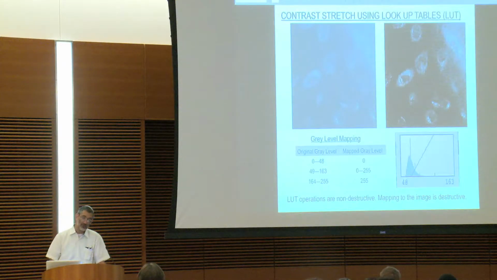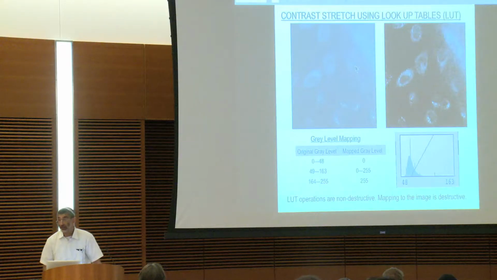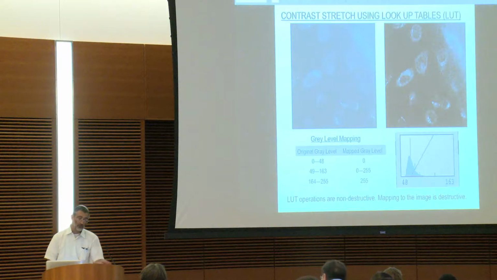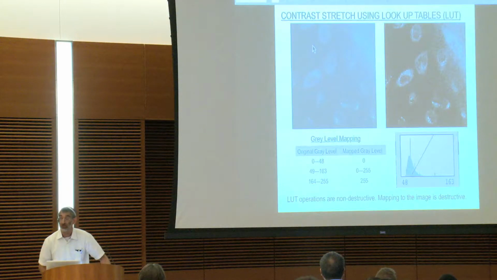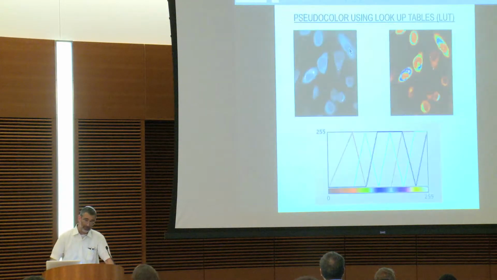Now you can see that the image on the right is more contrasty than the image on the left. I have not done anything to the image at this point. That's one of the nice things about this. I have not touched the image. If, however, I use that button called apply, it will map this curve back into the original image, and then I have changed the image. That's an important thing to realize.